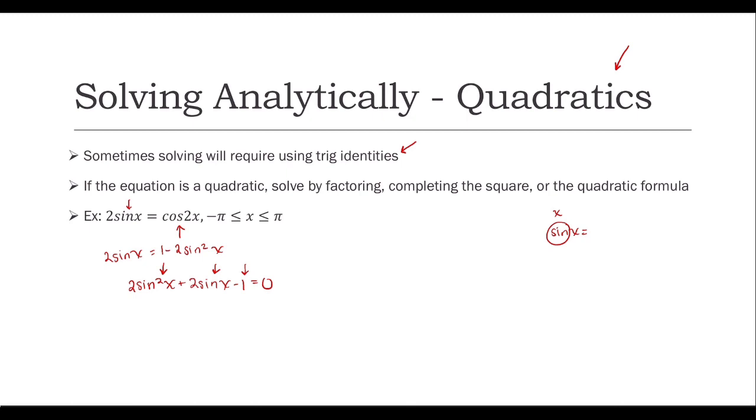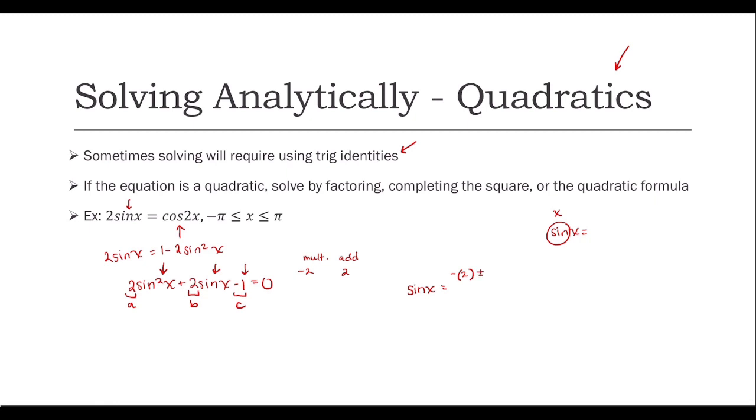We could try to factor, but this equation isn't going to factor because nothing will multiply to negative 2 and add to 2. So instead, we'll use the quadratic formula. So instead of x equals negative b, it'll be sine of x equals negative b, so negative 2. Here's our b value, our a value, and our c value.